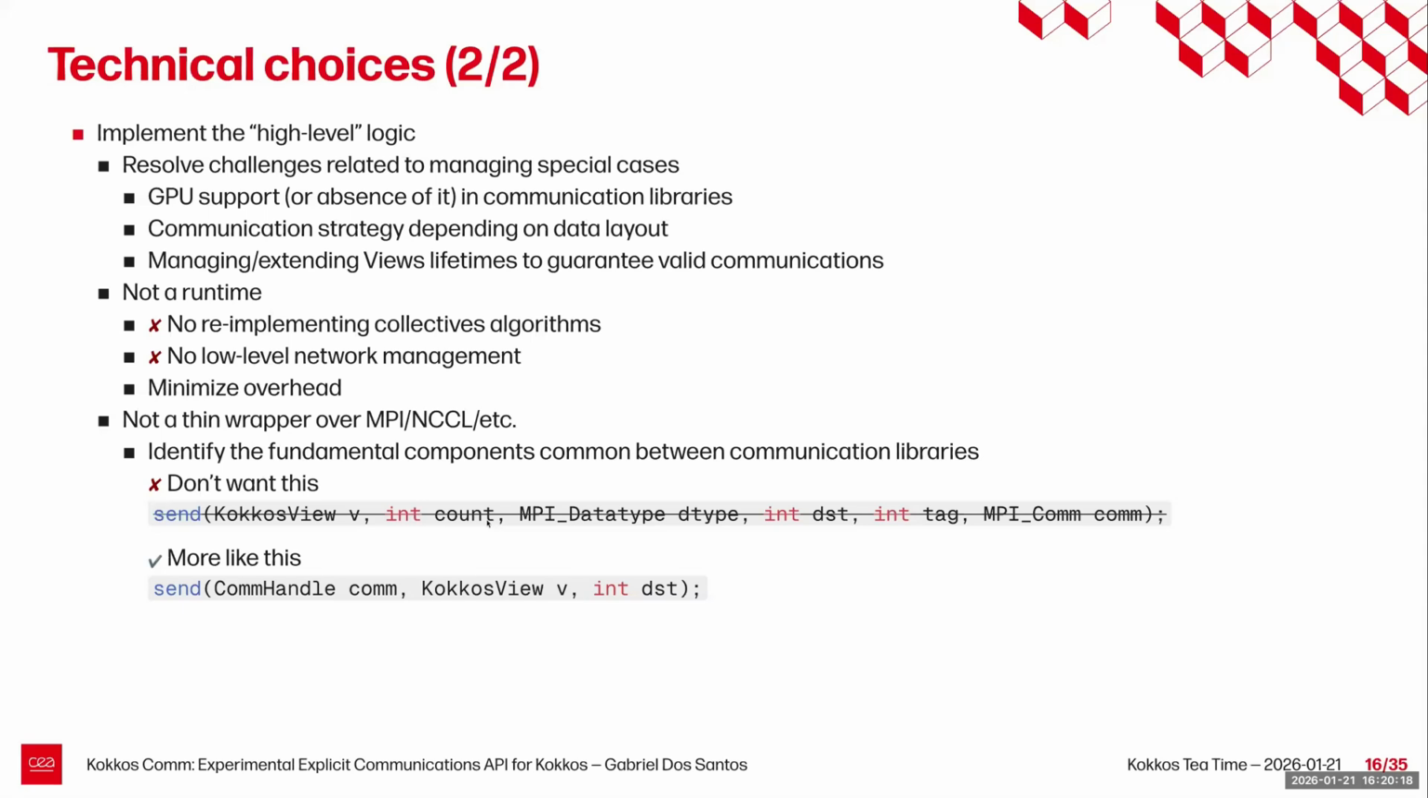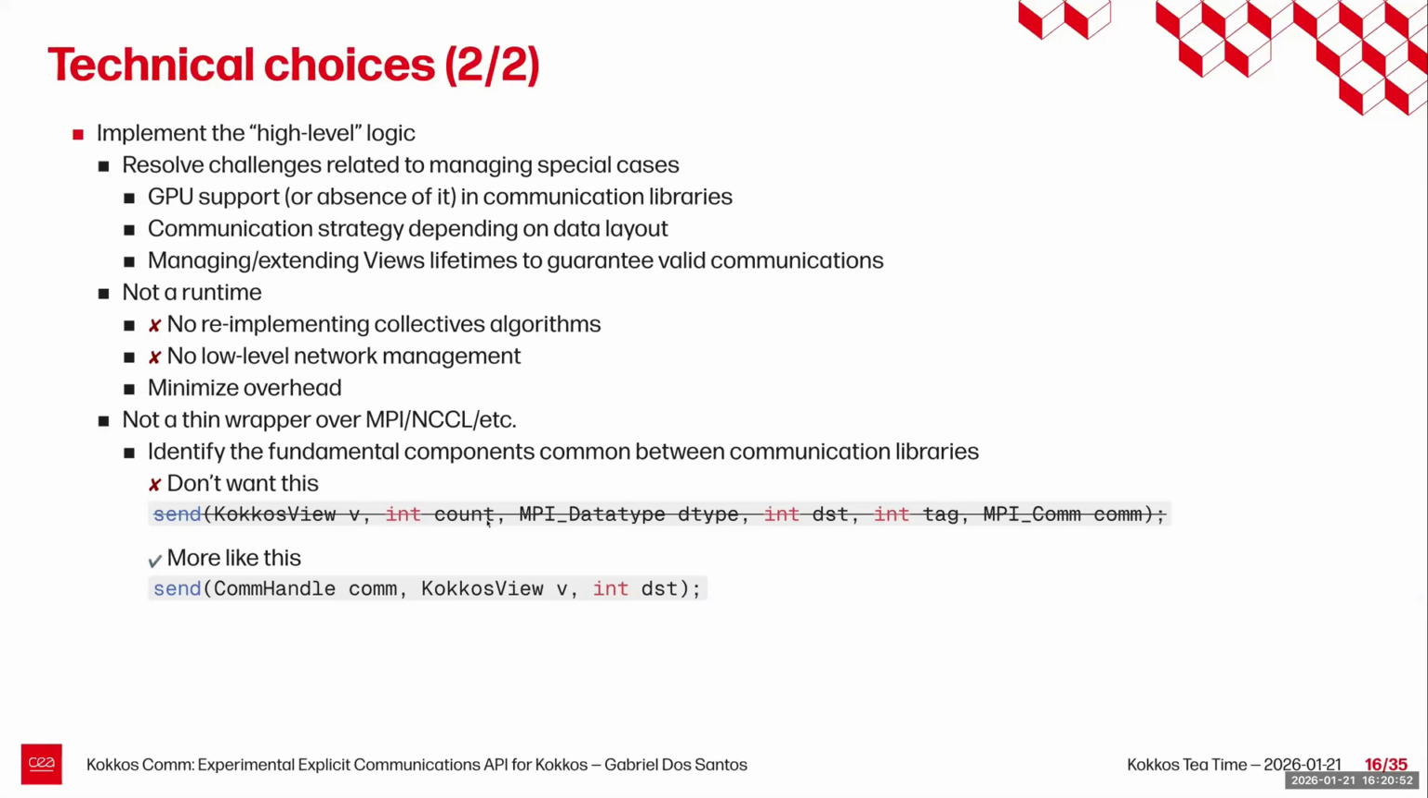The second part of our technical choices is that we really want to implement only the high-level logic. So we are trying to resolve the challenges that I mentioned at the beginning of this talk, but we are not a runtime. We're not trying to re-implement collective algorithms, for example, or do low-level network management. And this also ties in with the goal of minimizing the overhead. So we don't introduce any runtime needs in Kokkos Comm.